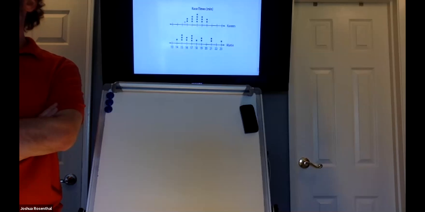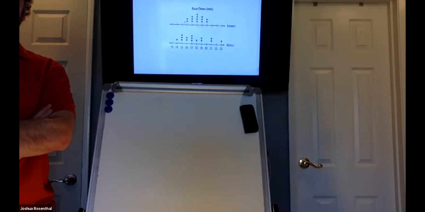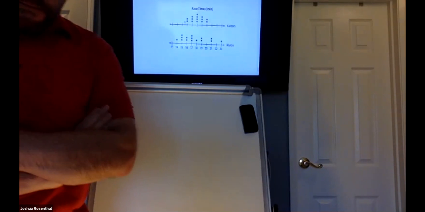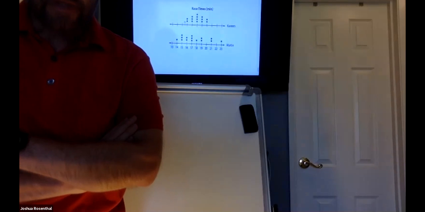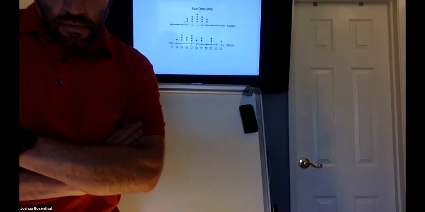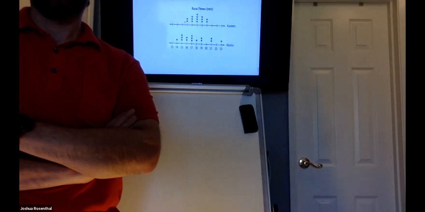Other questions? How do you find the interquartile range? It's the upper quartile minus the lower quartile. It's not the median of them, no. The median of the first and third quartiles is the median.